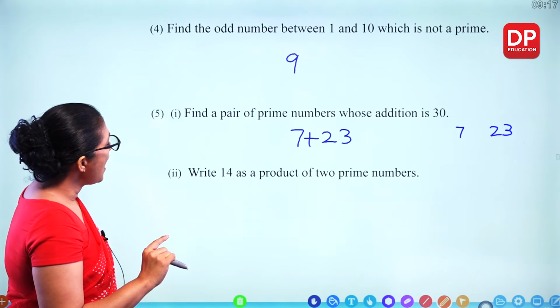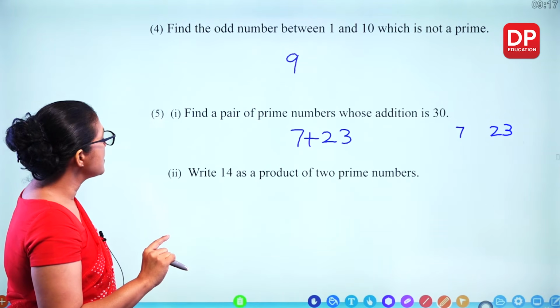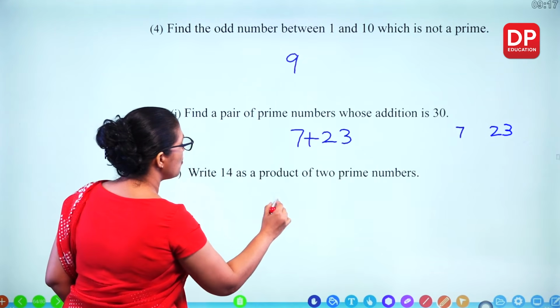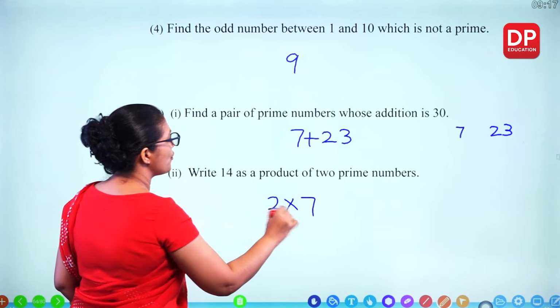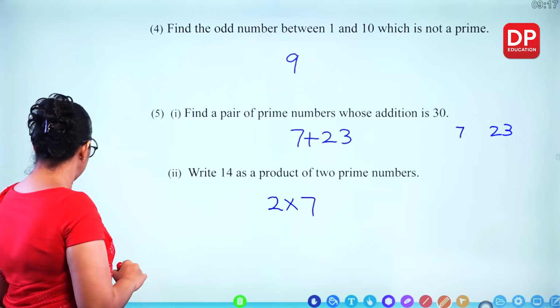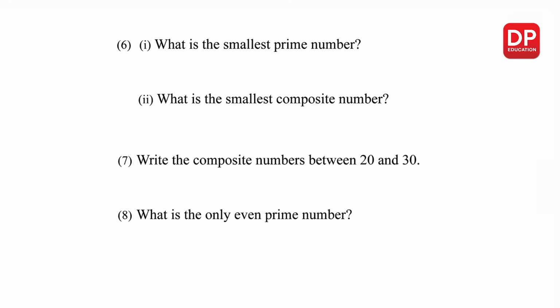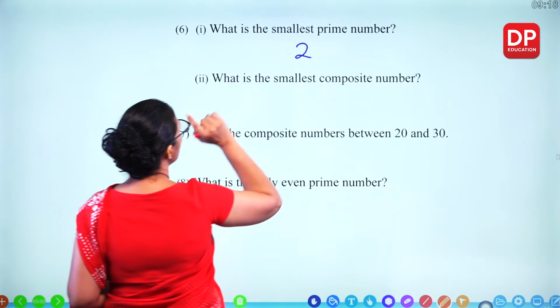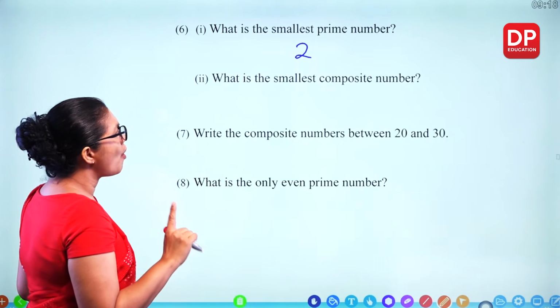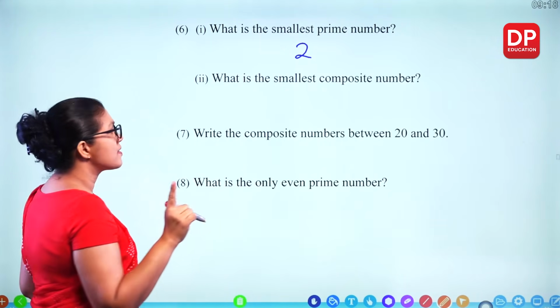Write 14 as a product of 2 prime numbers. 2 and 7. Both are prime numbers. What is the smallest prime number? That's 2, not 1. What is the smallest composite number? That's 4.